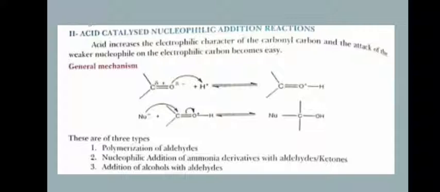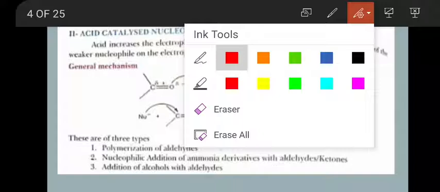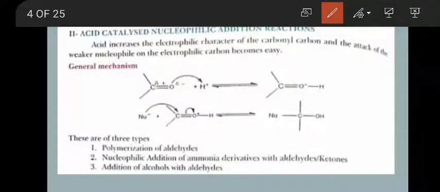Acid increases the electrophilic character of the carbonyl carbon, and attack of the weaker nucleophile on the electrophilic carbonyl carbon becomes easier. So herein is shown the general mechanism of the reaction. Since it is acid promoted or acid catalyzed, the medium will have H positive and oxygen will have a lone pair. So oxygen, through its lone pair, attacks the H positive, as a result of which a positively charged oxygen is formed, an oxonium is formed.